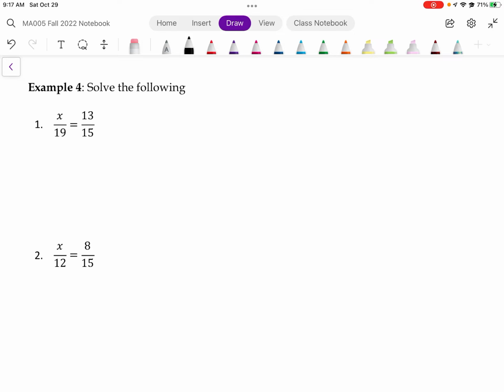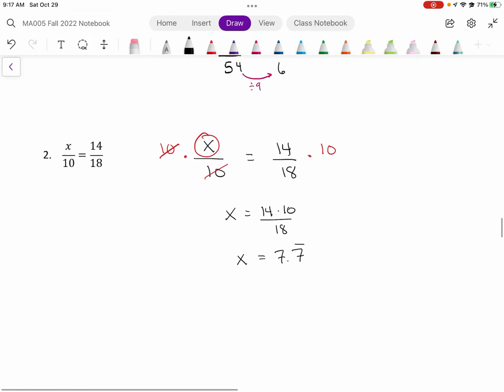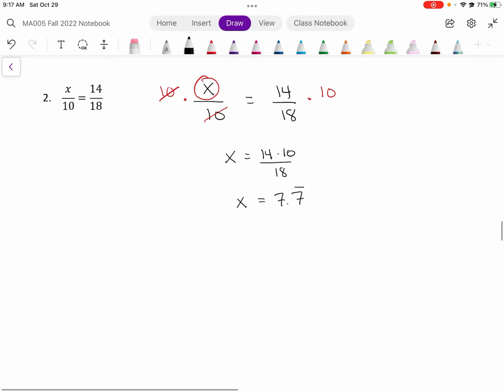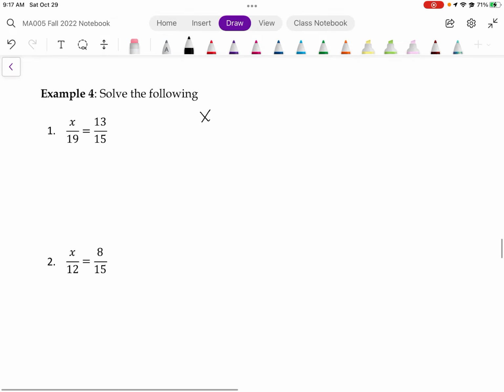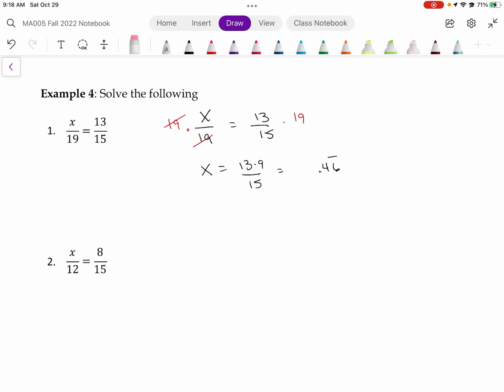All right, so hopefully you see that the last problem, again, had the x in the top, and this one too has the x in the top. So we're going to just do the same thing as before. x over 19 equals 13 over 15. We're going to multiply both sides by 19. And we get that x equals 13 times 19 divided by 15, and that gives us 16.46, and the 6 is repeating. So it's 16.466666. All right, I'm going to erase that 6 because that's a mess.